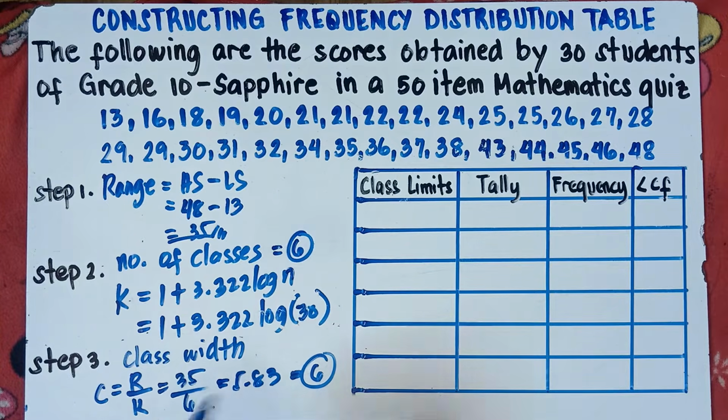Sir, what if when we solve for the class width, the answer is 5.3? Can we round up? Yup, always round up, class. That's the rule there, class, for the number of classes and for the class width. You always round up to the nearest integer.